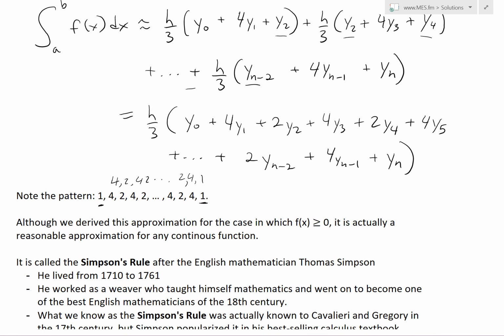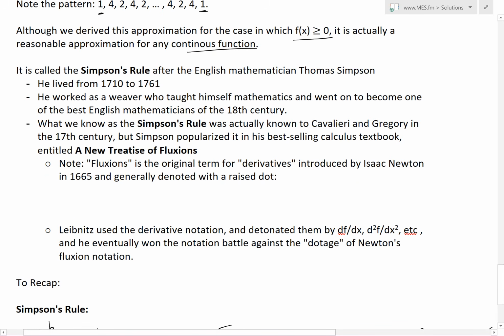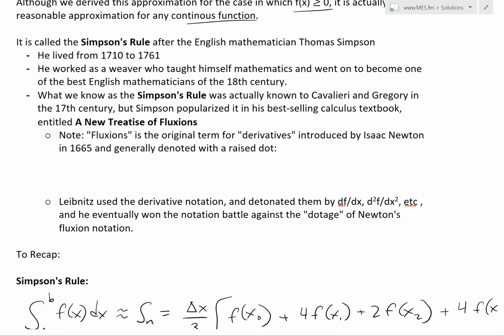And now one final note before we get to the history of Simpson's rule. Although we derived this approximation for the case where f of x is greater than or equal to 0, it is actually a reasonable approximation for any continuous function. It is called Simpson's rule after the English mathematician Thomas Simpson, who lived from 1710 to 1761. He worked as a weaver who taught himself mathematics and went on to become one of the best English mathematicians of the 18th century.